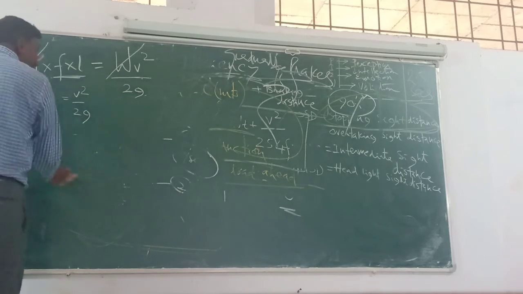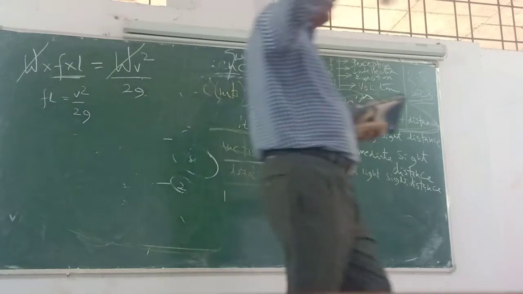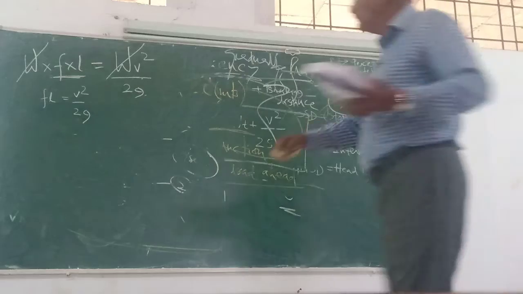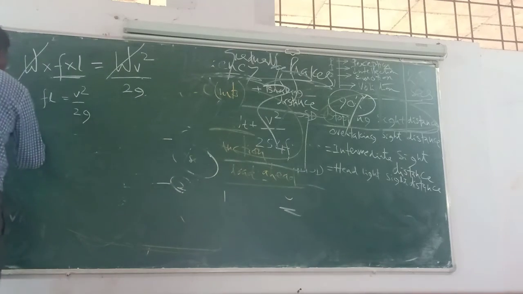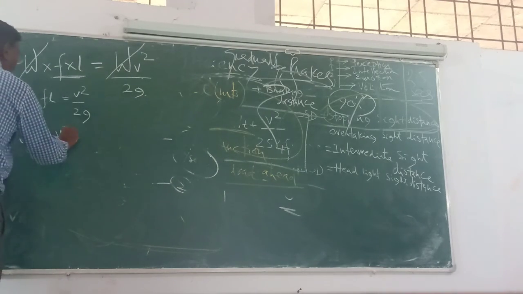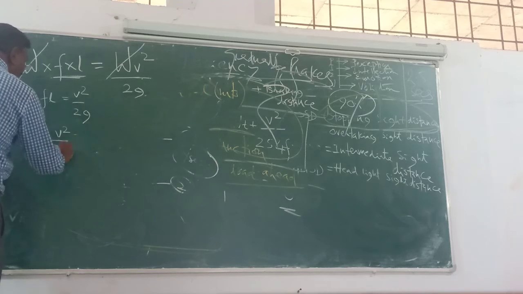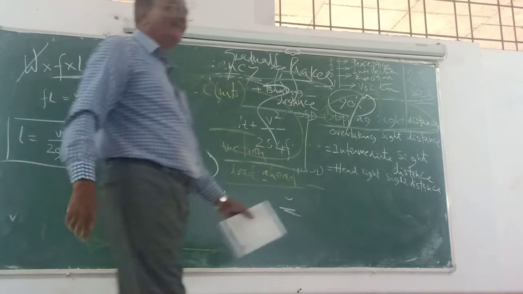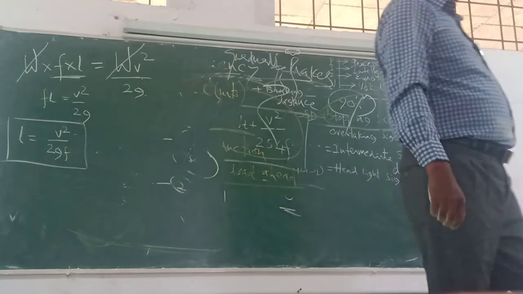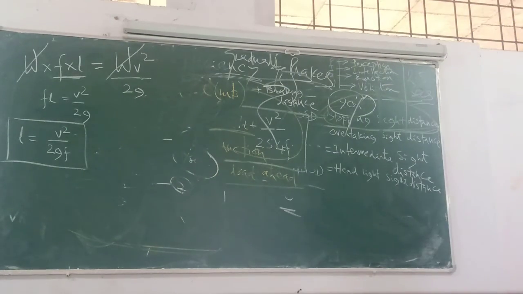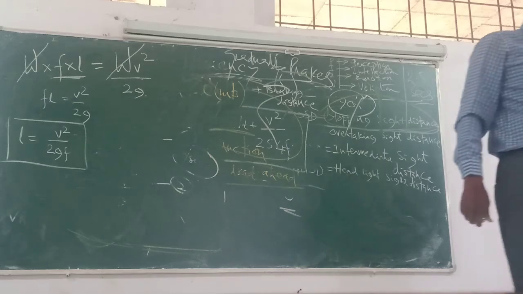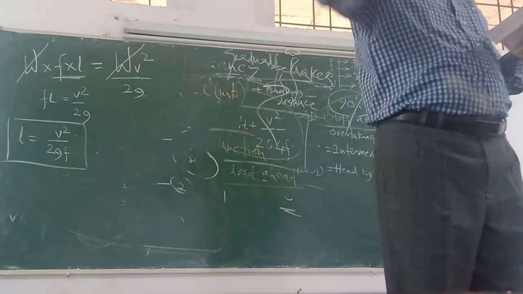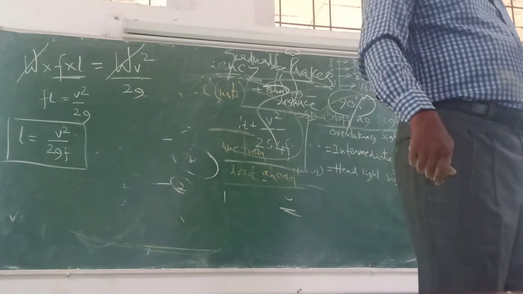Now what I want is the braking distance L. Therefore L equals small v square divided by 2G into F. This is the braking distance. Here L equals the braking distance in meters.